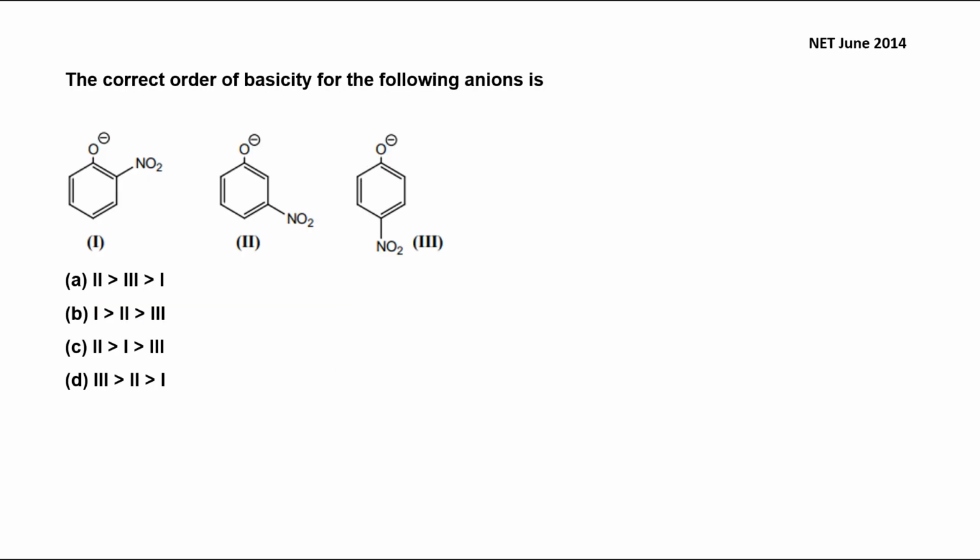Correct order of basicity. So again see, if you know the stability order, you can understand the basicity order. So first we will try to see which one is more stable. So if we consider the stability order, then 2 will be maximum stable, because in case of 2, this NO2 can show only the negative inductive effect, no resonance is possible because it is in the meta position. Now in case of 1 and 3, in both cases, both inductive effect as well as minus M effect are possible. So 2 will be maximum basic.